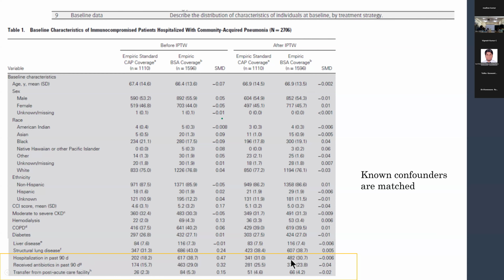So here, all known confounders can be matched. Unlike in an RCT, where the unknown confounders we assume to be matched, here the unknown confounders cannot be matched. So you have to actually plan and look for whatever confounders can happen, and you can match them.